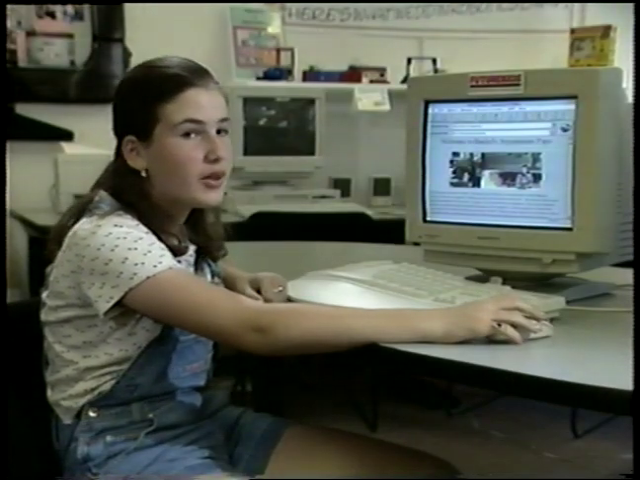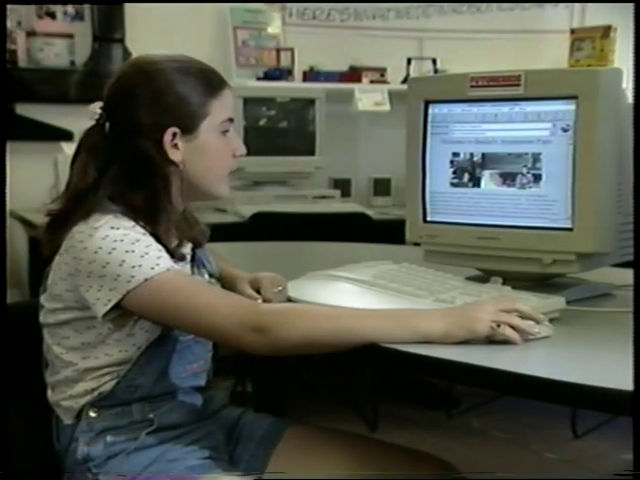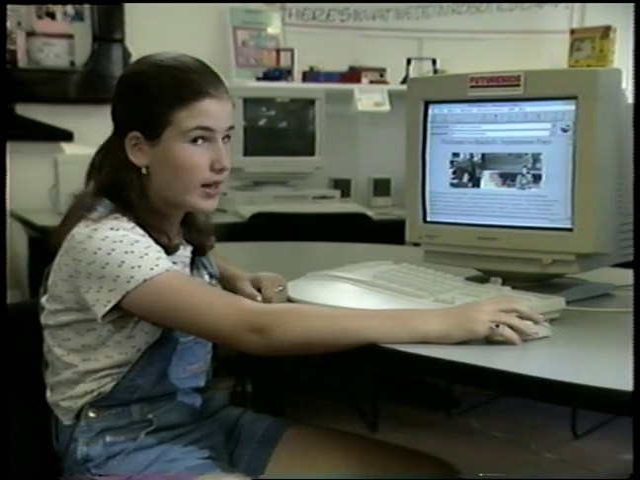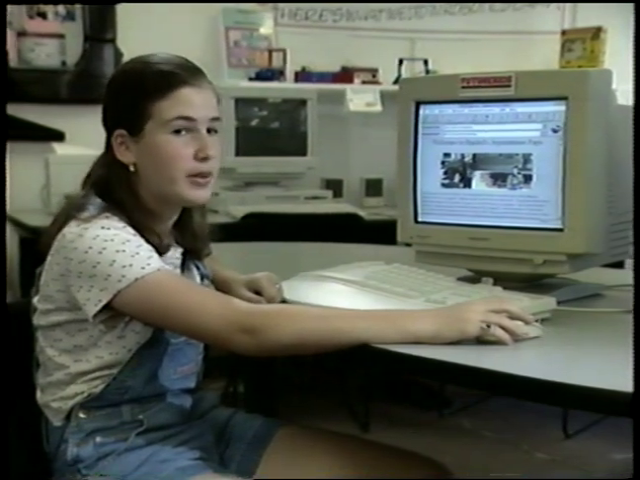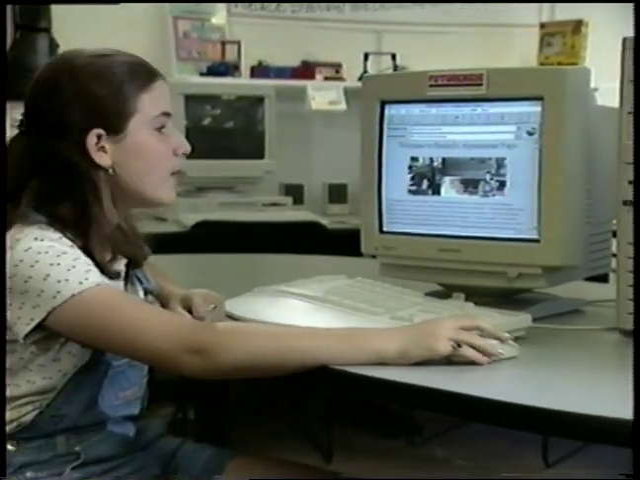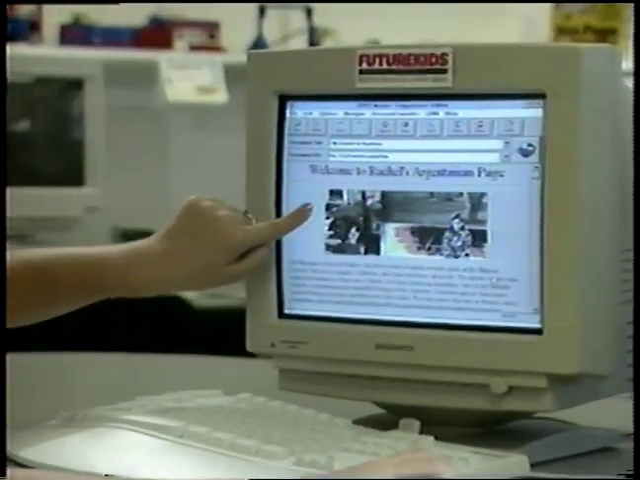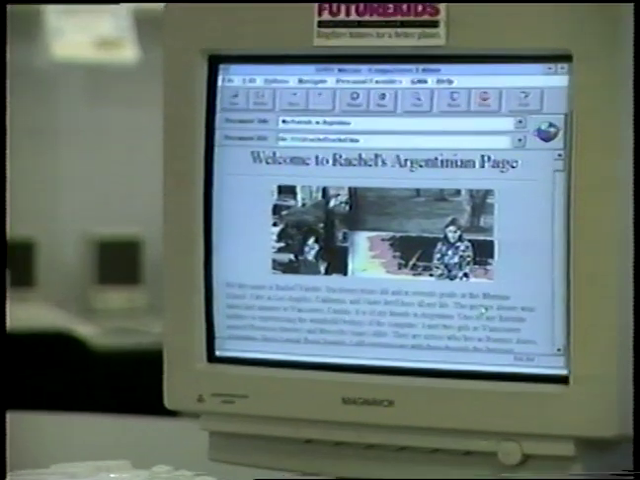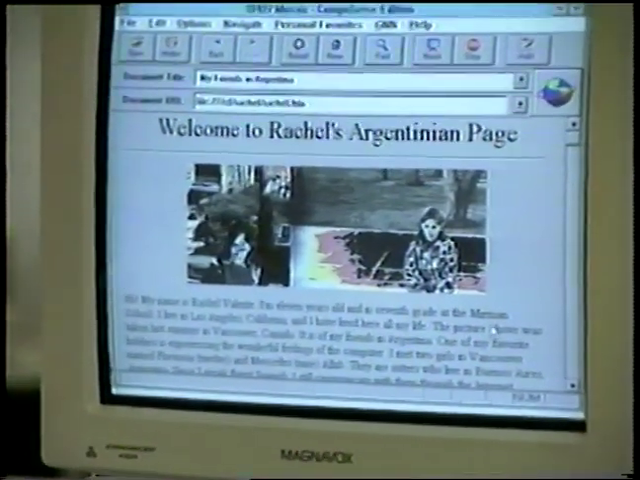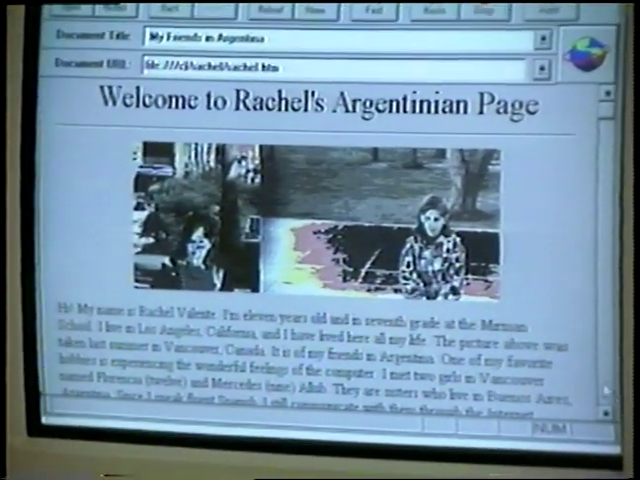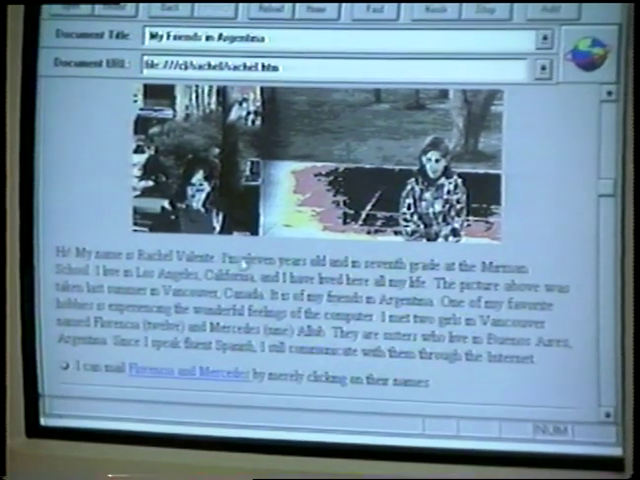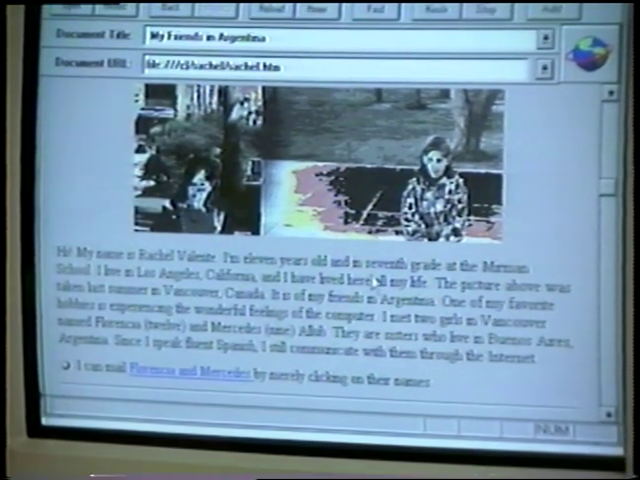Homepages are really cool. People can post them from all over the world, and anyone can look at them, and they're really easy to put up. Here's one that I made. I scanned in two photographs here, and those are friends that I have, and they live in Argentina. I wrote a little bit about myself, them, and where I met them in my text items down here.